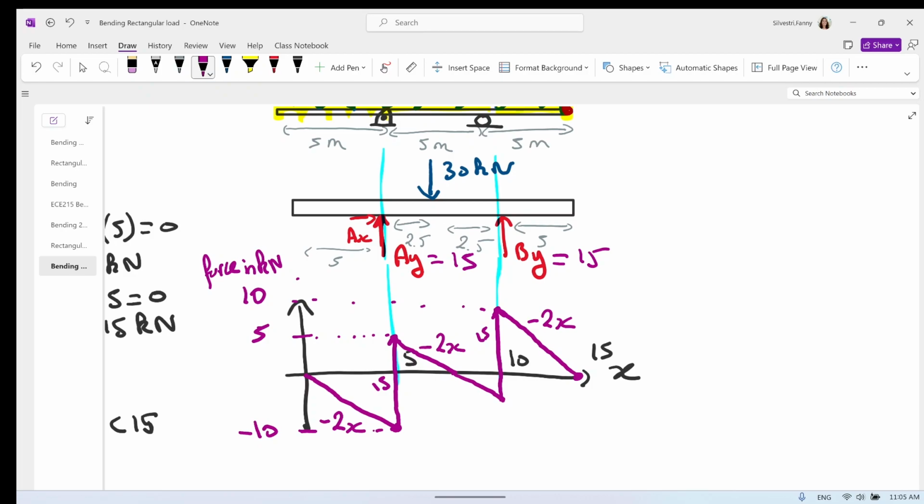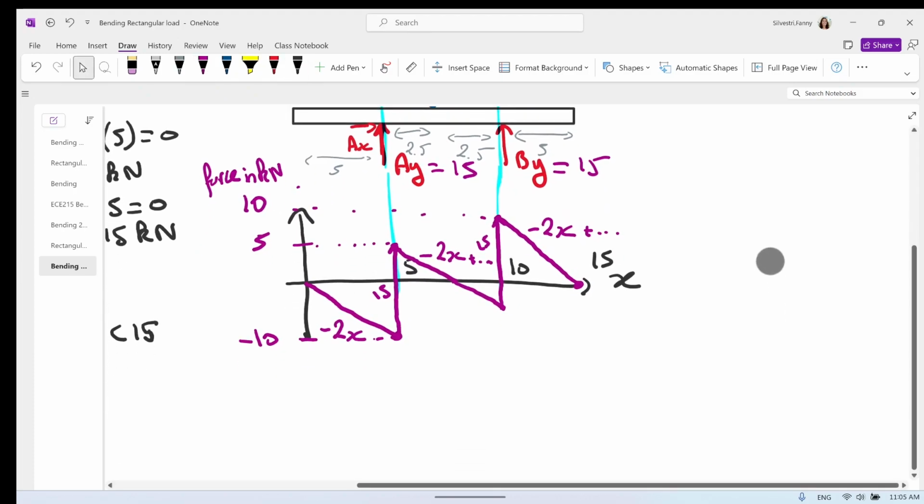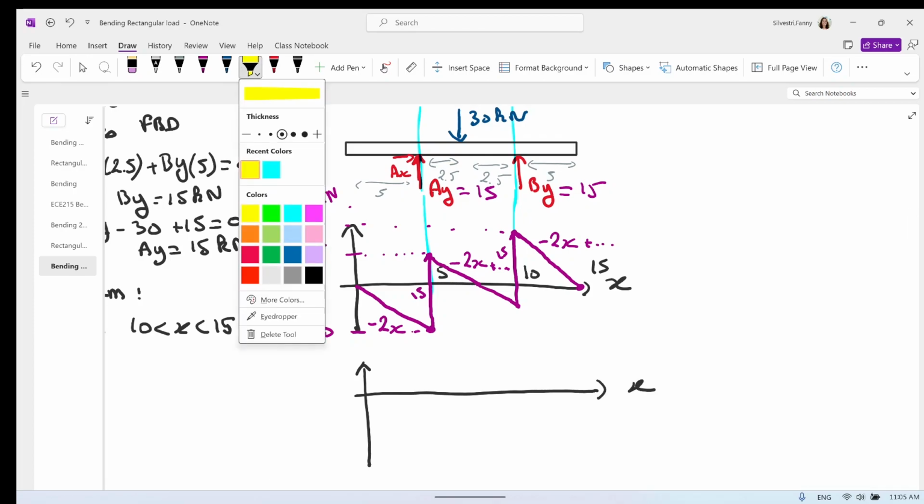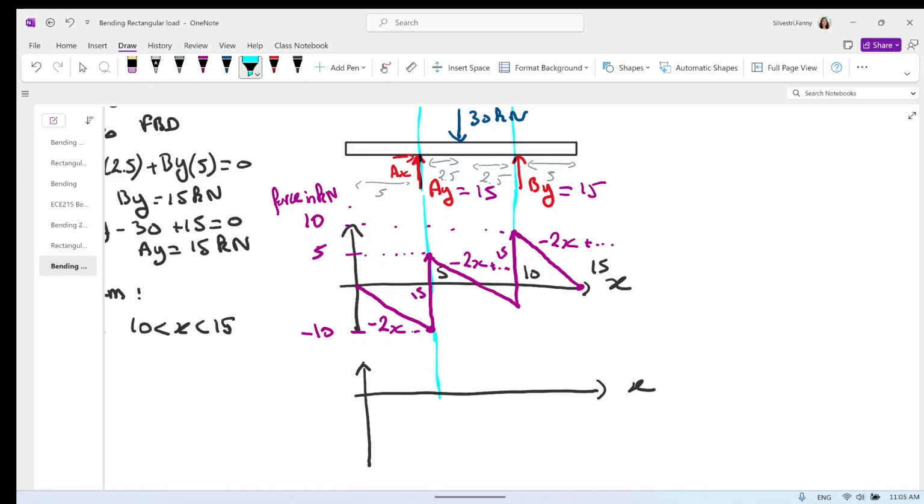I know the equation is not just -2x, we will find it plus other terms with the equation. We can also solve it graphically, but let's do it with the equation. For the bending, I will do another graph, like this, and I will move down my 5, 10, and 15, so 5, 10, and 15.